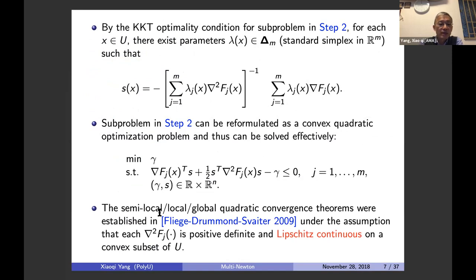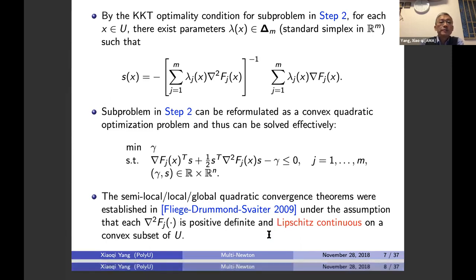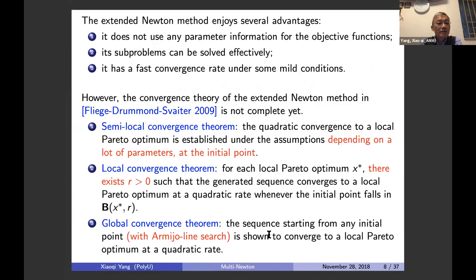Then what is the major contribution in the Fliegen 2009 paper? They obtained the so-called semi-local, local, and global quadratic convergence theorems. Their major assumption is that the Hessian of the F_j is Lipschitz continuous. So they have three kinds of convergence results: semi-local convergence, local convergence, and global convergence.